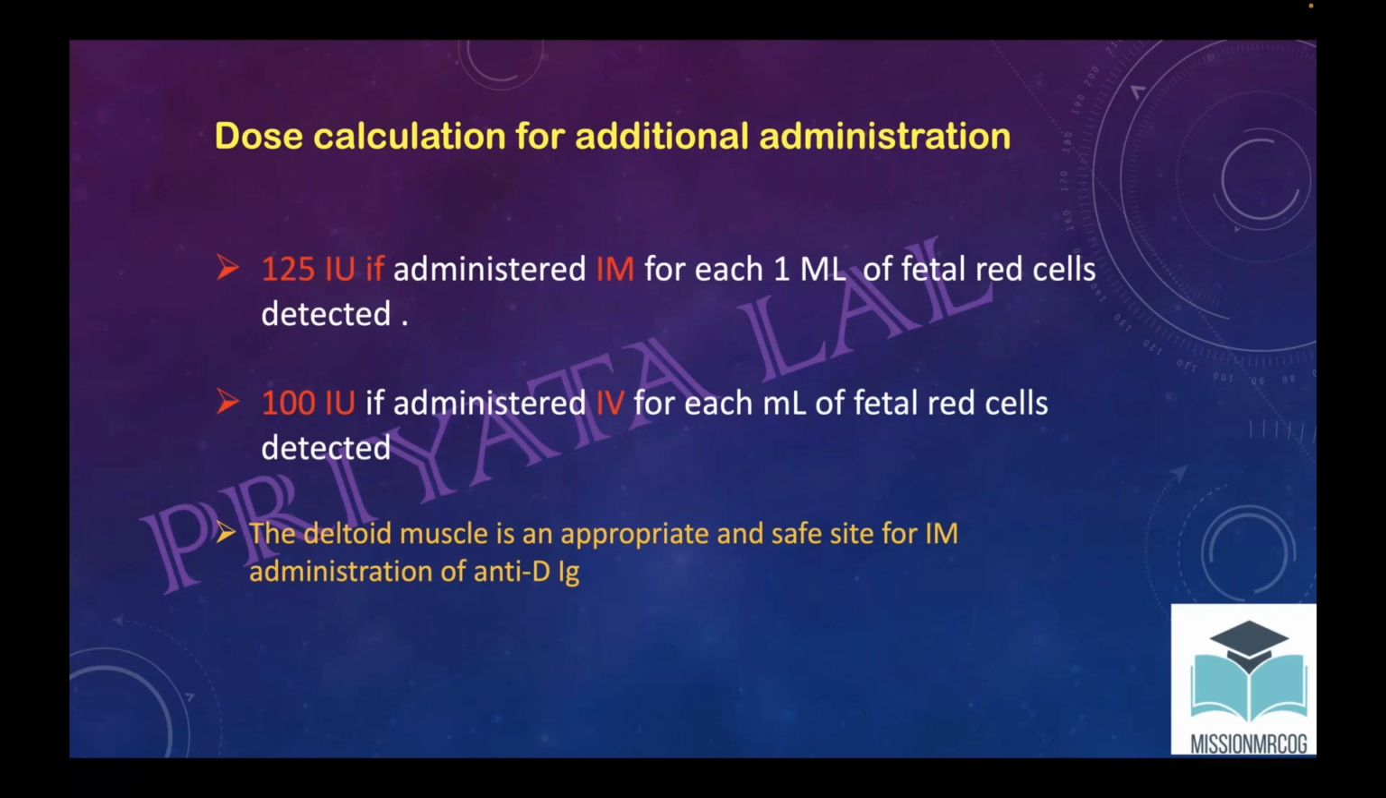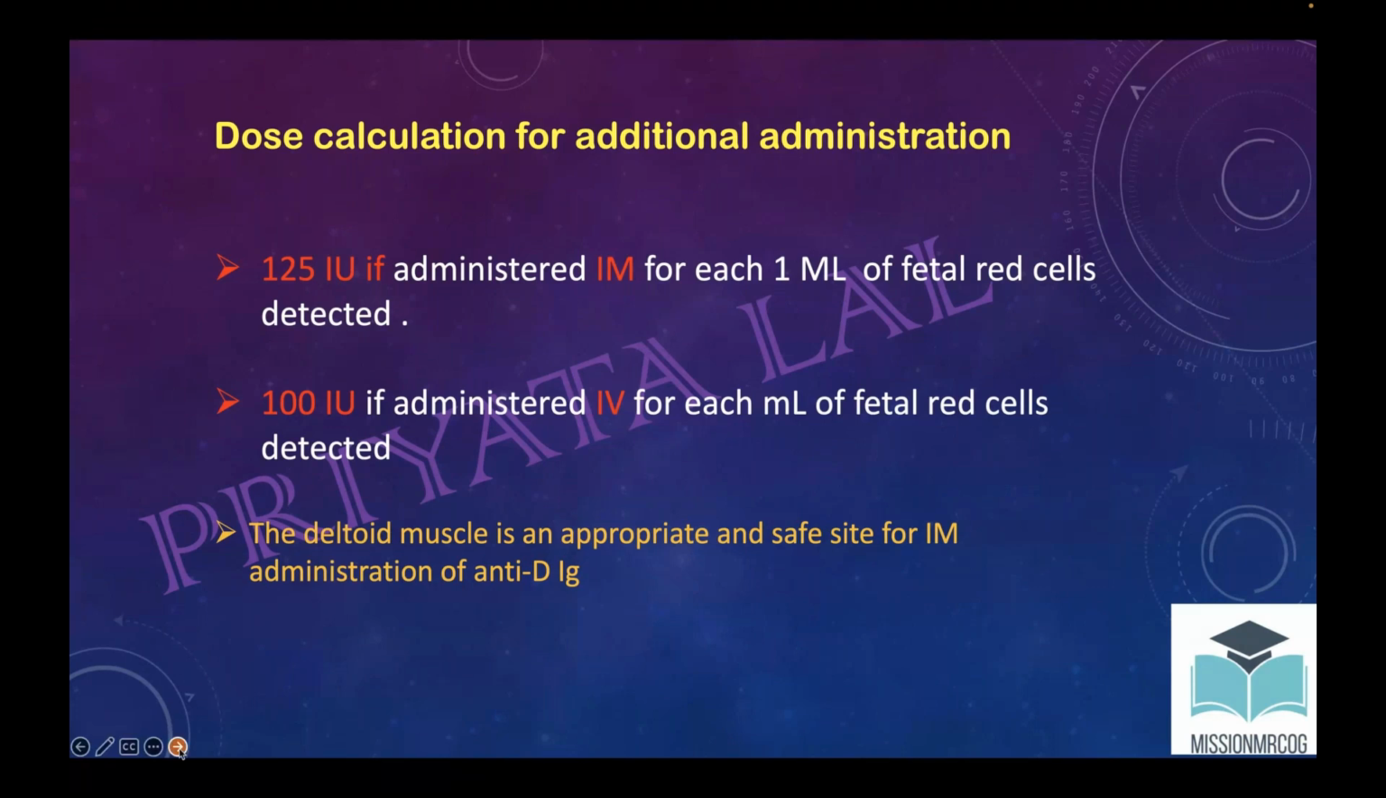125 international unit, if the mode of administration is IM, will cause neutralization of 1 ml of fetal red blood cells. If we are giving IV, then it is a lesser dose: 100 international unit of NTD would be required for clearance of 1 ml of fetal red blood cells. And what will be the site of injection? It is the deltoid muscle, and that is considered to be an appropriate and safe site. Okay, you will get a question from here.